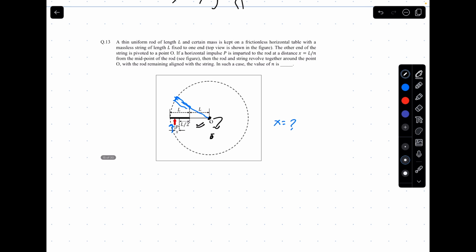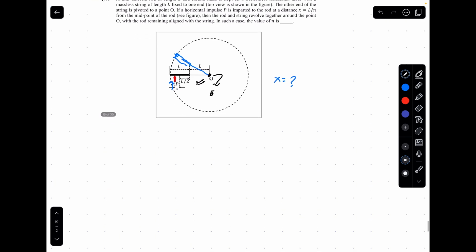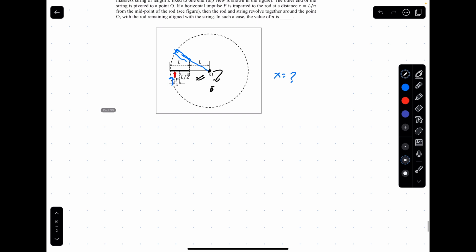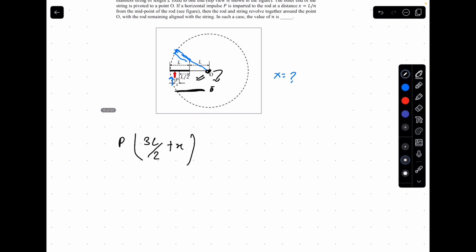So look, in the first case, we know that the angular impulse is the linear impulse multiplied by the total length from the axis of rotation. The axis of rotation is the point we are considering, so that is 3L divided by 2. The total length is L plus L by 2, which is 3L by 2, plus x. Okay, this is the angular impulse. That should be equal to I omega. I is the moment of inertia of this rod about this axis, and that will be ml square divided by 12. Let us find out the I.